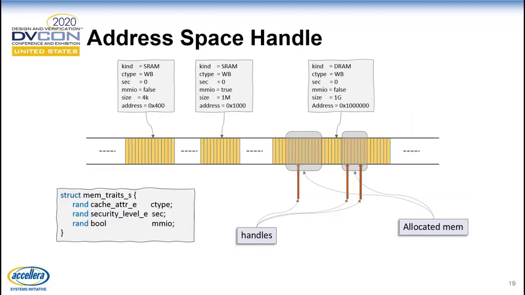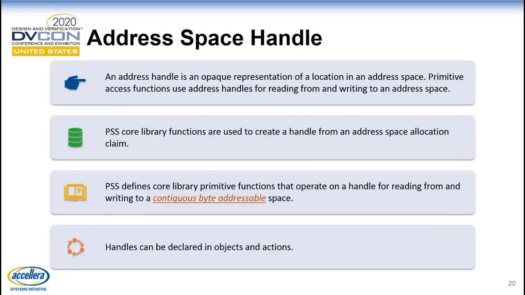Now, those were the main concepts. Now we're going to talk about, well, we allocated the memory, now how do we use it? So this is the same picture. We have the memory with different regions and then the claim, and now we're going to talk about this handle, which is these arrows here. So what is a handle? A handle is an opaque representation of a location in an address space. It's like a pointer in C or C++. Primitive actions functions use these address handles to read and write data to and from this address space.